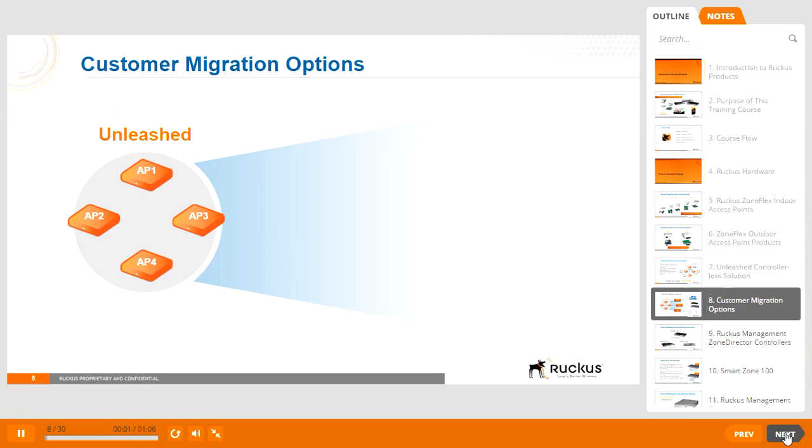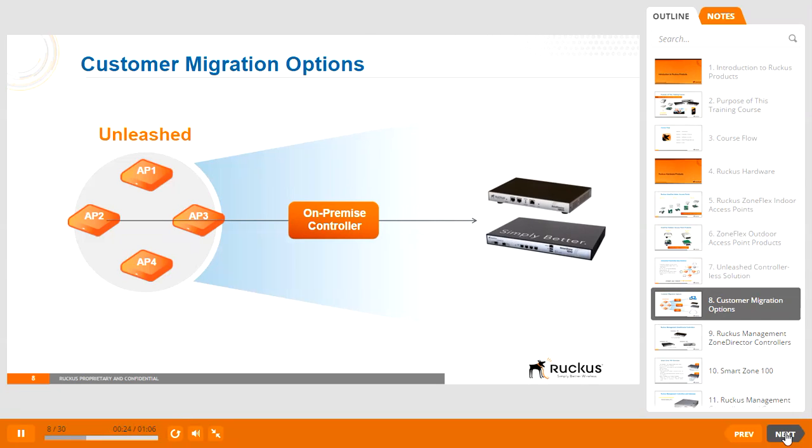Here we illustrate the customer migration options from Unleashed to other controller options. Once a customer purchases the Unleashed solution, and they have been using it for, say, a year or so, and now their business has grown to where the number of client devices are projected to increase beyond 512 clients, they will need to migrate to another Ruckus solution. So what do they do with their Unleashed access points? They have multiple options. They could purchase an on-premise controller from Ruckus, like a Zone Director, Smart Zone, or Virtual Smart Zone, or whatever they would need.